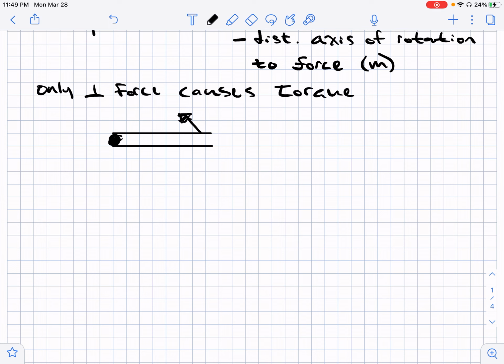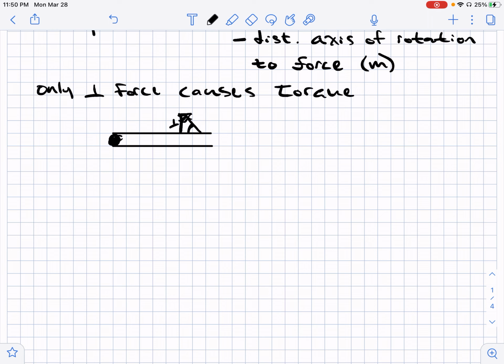Since it's at an angle, the whole force is not causing torque. It's only the perpendicular portion. If I made a little triangle here, and let's say this angle was given, it's only this perpendicular portion of that force that's going to cause torque. So we have to use our trig functions and solve for that perpendicular side of that triangle, and that's the portion of the force that is causing torque.